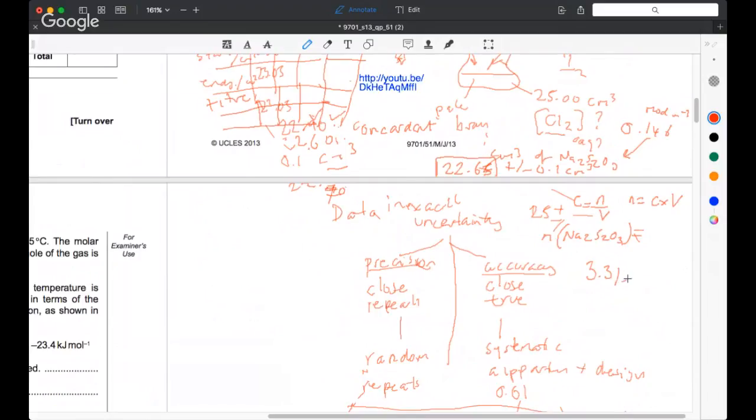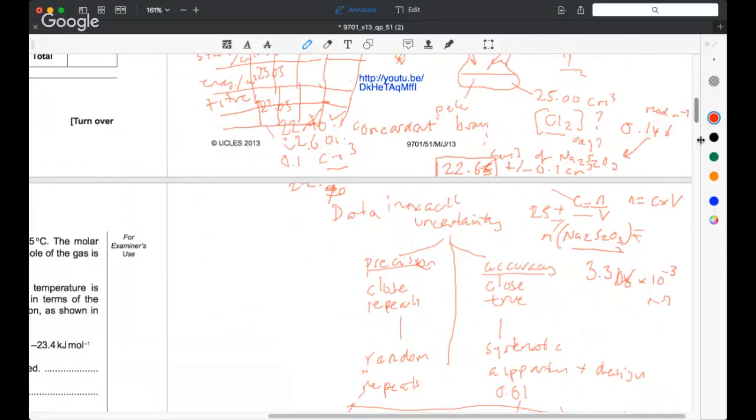3.31, round up. Okay. You should round up at the end, really, rather than rounding up now. So, okay, 3.306. Yeah, okay, do that. So that's 3.306 times 10 to the minus 3, I think you said? Yeah. And that, because it's an amount, has a unit of mole. Yes? So that's the amount of sodium thiosulfate.